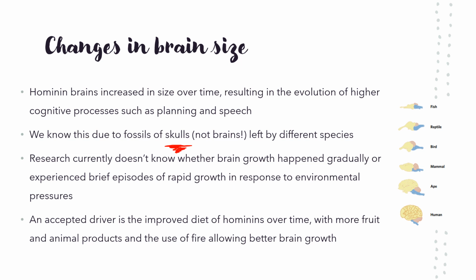So we currently don't know whether brain growth happened gradually or if it was rapid growth in response to environmental selection pressures. So we don't know if it was just gradual mutations over time, or if there was something specific that was pressuring us to select for a larger brain. The jury's still out on that one. But an accepted driver is that the improved diet of hominins over time, inclusion of fruits, animals, etc., and the use of fire allowed for better brain growth. Because we were eating more sustainable, nutritious foods, we were able to grow our brains.